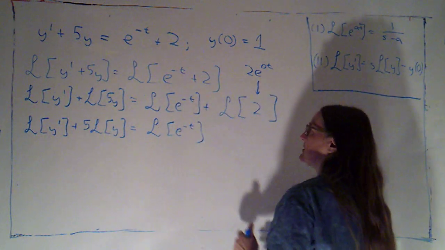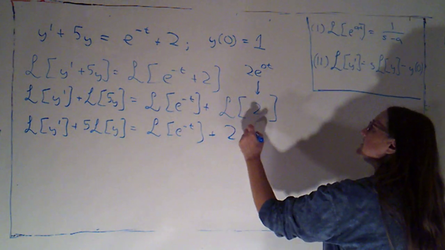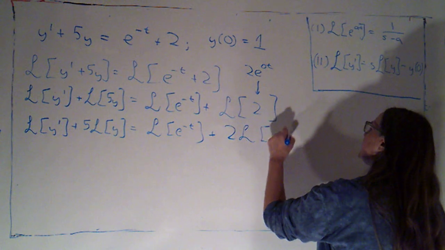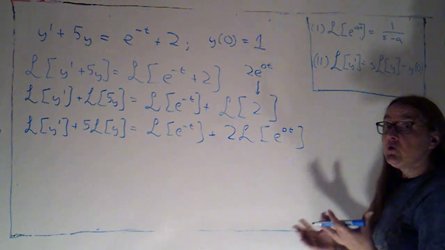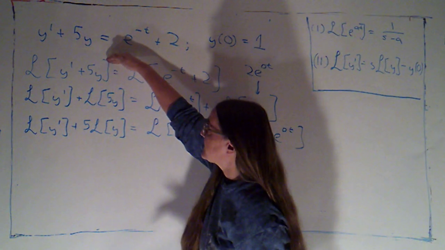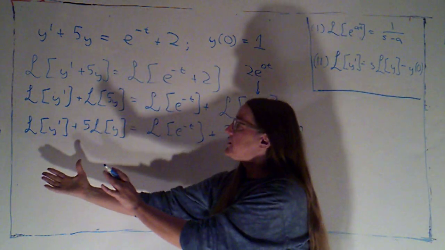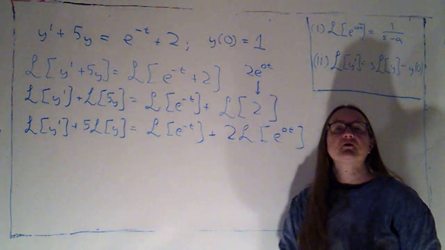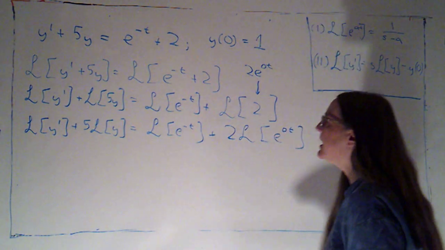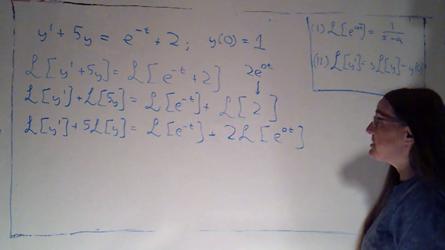Here there was no constant to pull out. But here I can say this is 2 times the Laplace transform of e to the 0t. As I said, usually going forward, I'll go from this line straight to this line. So I'll distribute the Laplace transform across addition and subtraction and just factor any constants out. All right, now we're ready to use some rules.